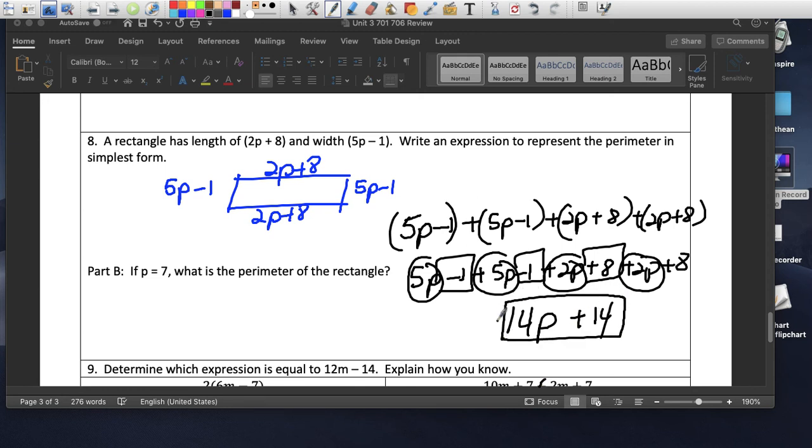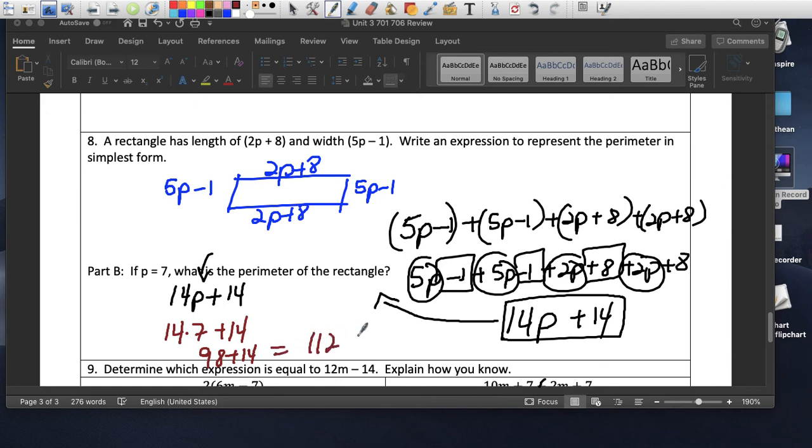Now I'm going to take that expression, bring it over here, and I'll do part 2. So 14p plus 14 is my expression. I'm going to replace this p with the number 7. So I'm going to get 14 times 7 plus 14. Use your calculator. 14 times 7, I don't know, it's 98. And then plus 14, it looks like this is 112 units. Inches, centimeters, we don't know, so we just write units. Okay.